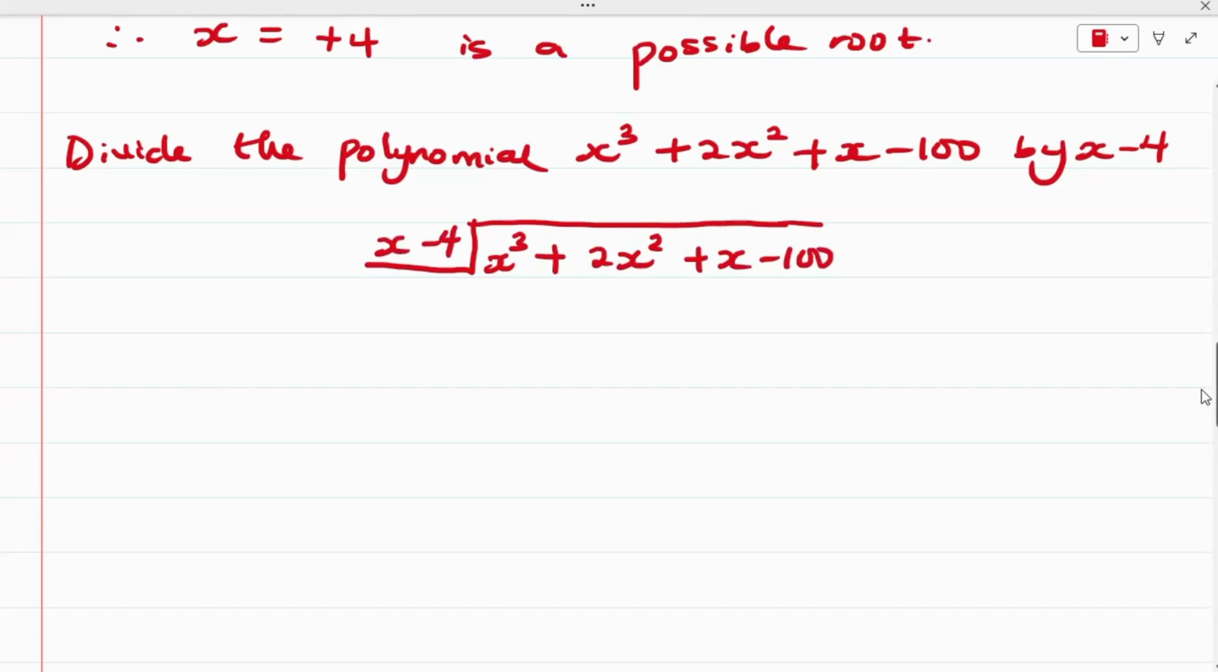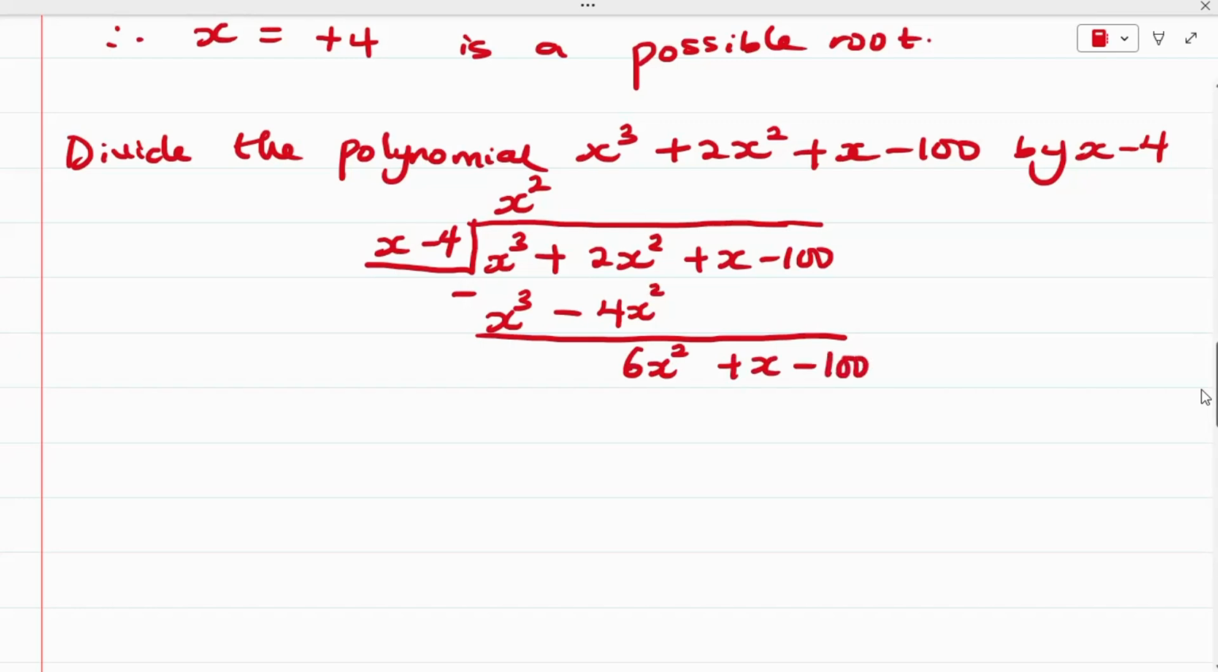So x divides x cubed, we are going to have x squared. x squared multiply x, we have x cubed, x squared multiply minus 4, we have minus 4x squared. So subtracting this, we are going to have x cubed minus x cubed is 0. 2x squared minus minus 4x squared is going to give us 6x squared plus x minus 100. Alright, so x divides 6x squared, we're going to have plus 6x.